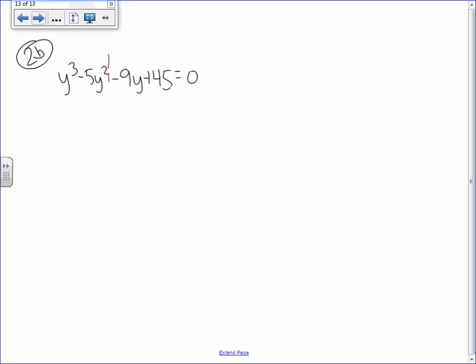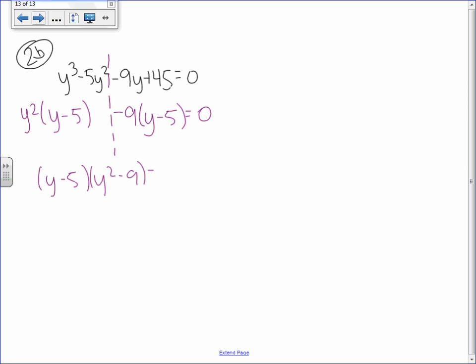But I got a factor first, so I'll draw my line down the middle. Here I've got a GCF of y squared, and I'm left with y minus 5. Here I pull out the negative, so I'm pulling out a negative 9, and I'm left with y minus 5. So that means that my factors are y minus 5 and y squared minus 9. All right, and I'm not done because y squared minus 9 is the difference of perfect squares. So this keeps factoring into y minus 5 times y minus 3 times y plus 3 is equal to 0.